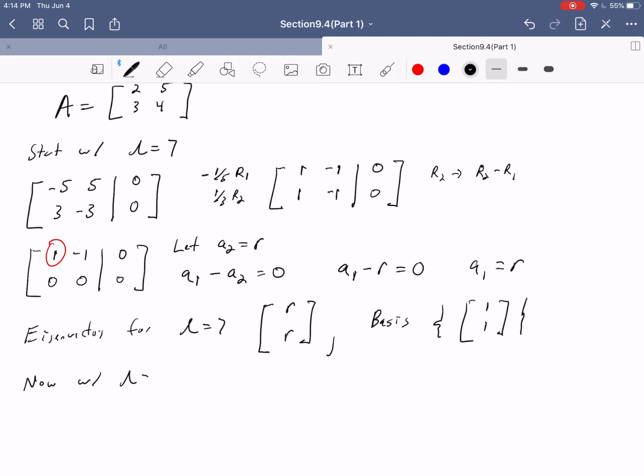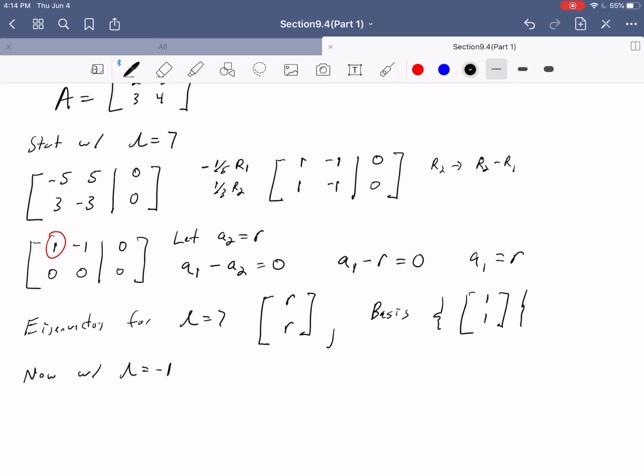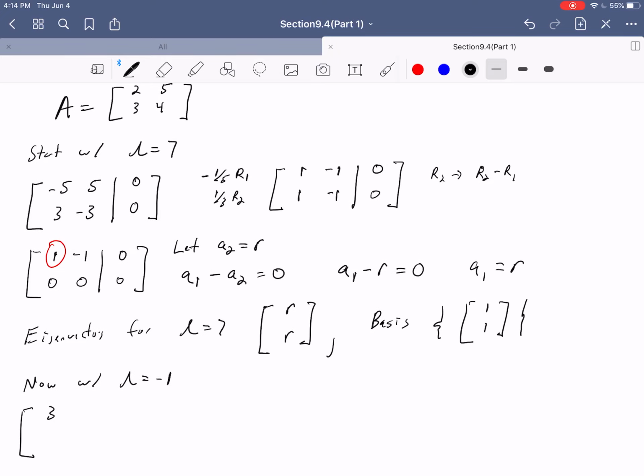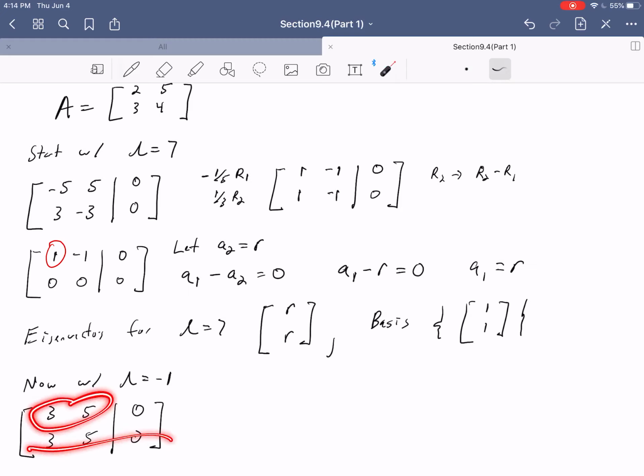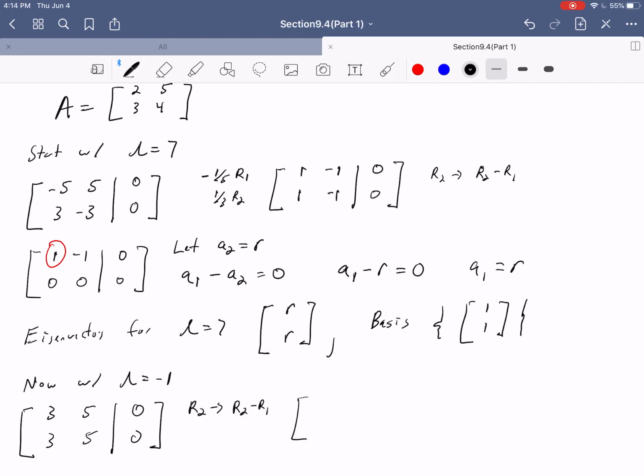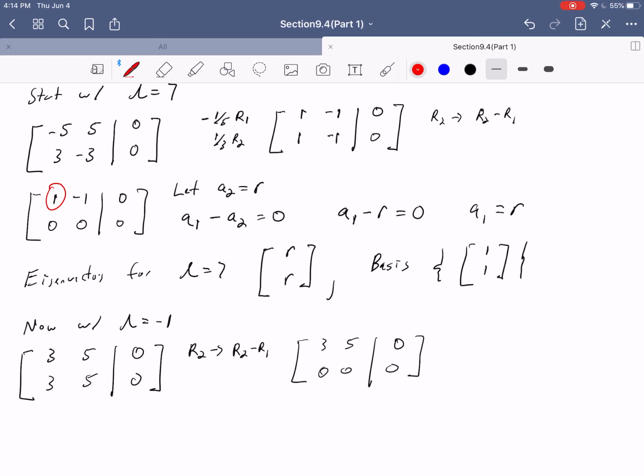All right, now with lambda equals minus 1. So we subtract minus 1, so we add 1 on the diagonal. So we should get 3, 5, 3, 5, 0, 0. And then, of course, we can go ahead and just use this row directly to clear out the row below. So let's take R2 and replace it with R2 minus R1. So 3, 5, 0, and then 0, 0, 0. All right, we will want to avoid parameterizing this 3.